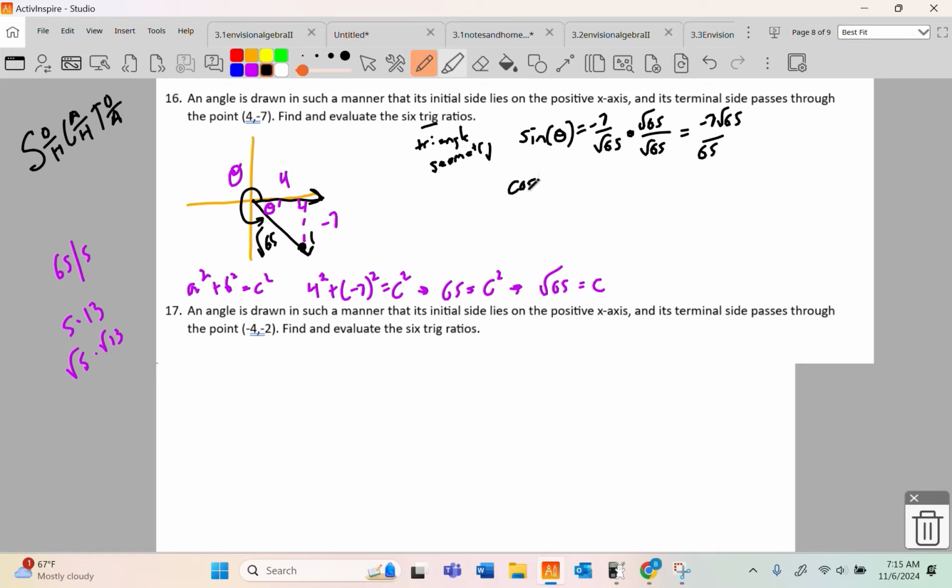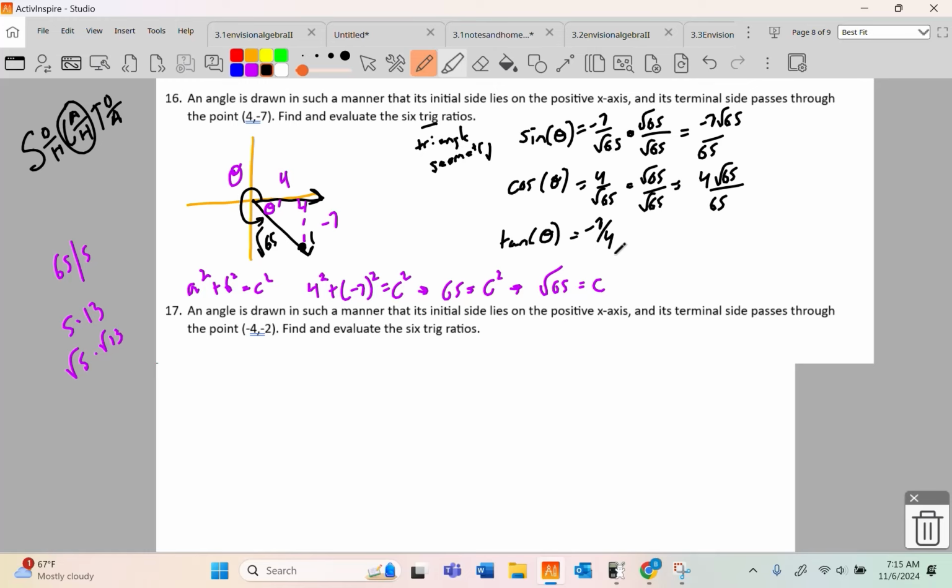Cool beans. Now I'm looking at the cosine ratio. Here's cosine. She's adjacent over hypotenuse, 4 over root 65. And, you know, I still got to do what that guy said. I got to multiply top and bottom by root 65 to clear that radical. I get 4 root 65 over 65. Lastly, we have tangent, which is opposite over adjacent. So negative 7 over 4.